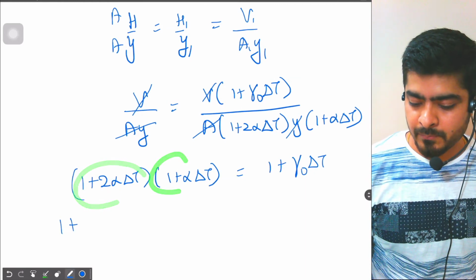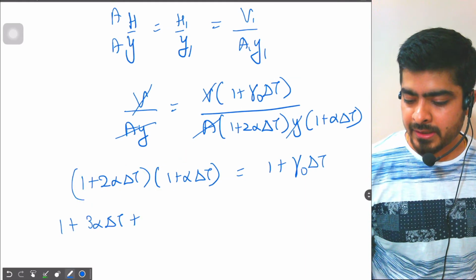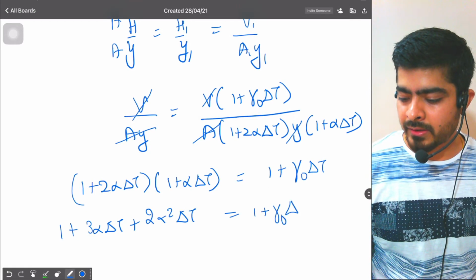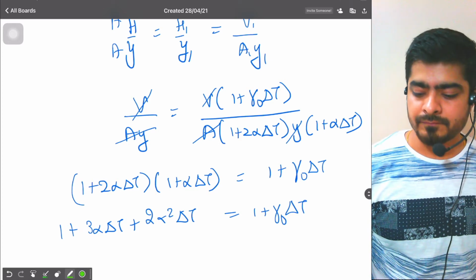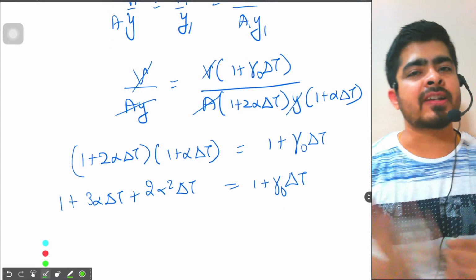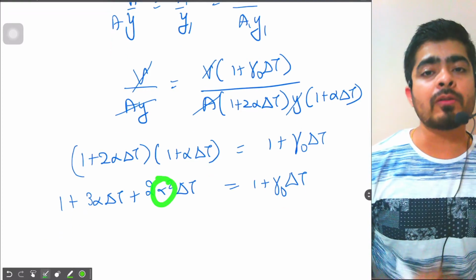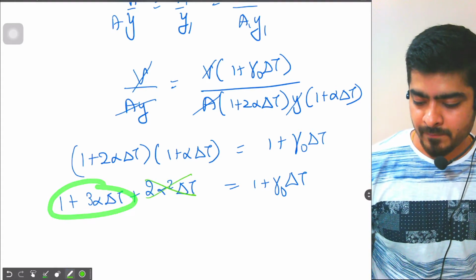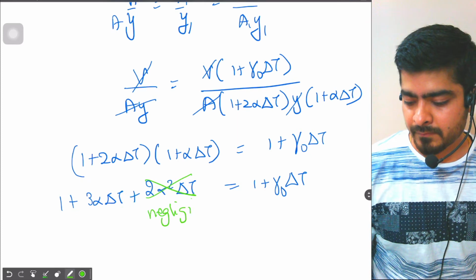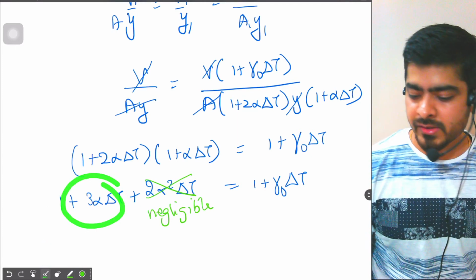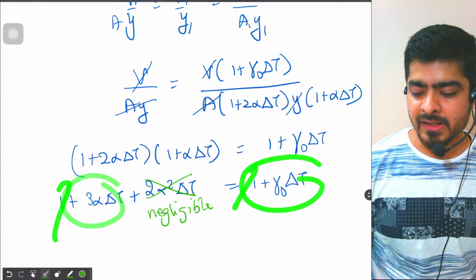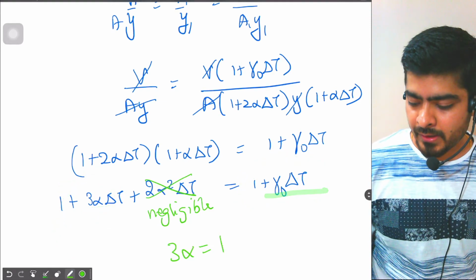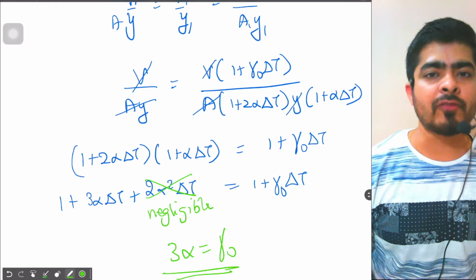You will get 1 plus 3 alpha delta T plus 2 alpha square delta T is equal to 1 plus gamma naught delta T. Now, since alpha itself is generally a very small term, this alpha square will be even smaller than the other two values. So we can just ignore this; this term is negligible. So this term is equal to this term, the 1 will get cancelled out. So 3 alpha delta T equals gamma naught delta T, or we have 3 alpha equal to gamma naught. This is the answer to the first part.